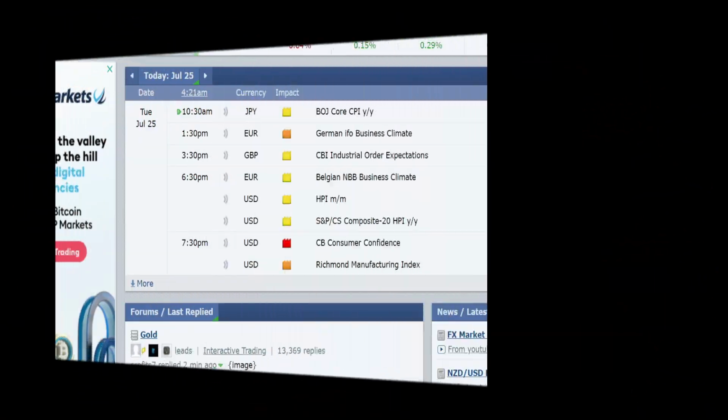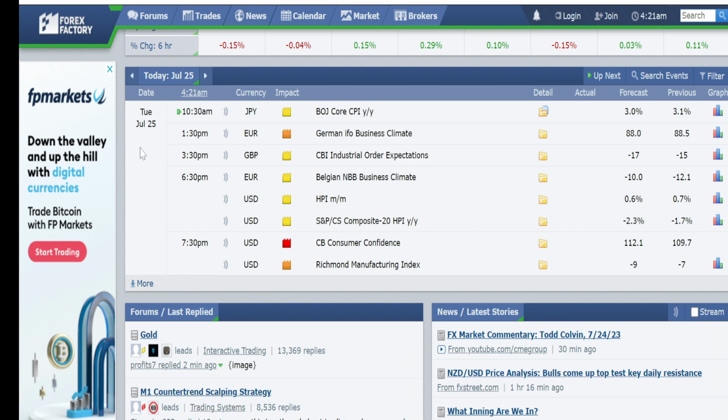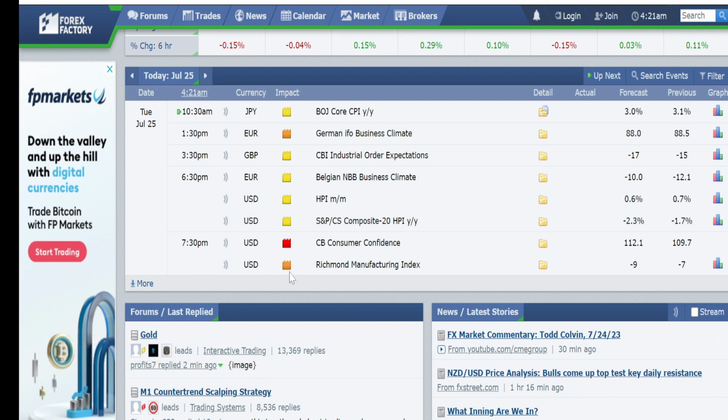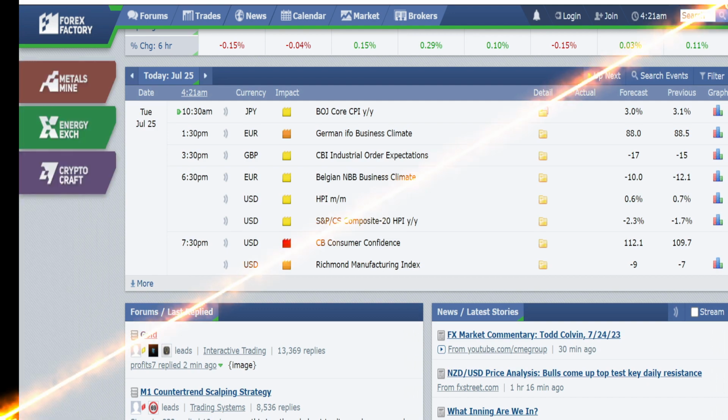support and resistance levels. Before that, when we look at the economical events plan for today, July 25th, Tuesday, at 1:30 p.m. we have medium impact news for euro related currency pairs, and at 7:30 p.m. we have high impacting and medium impact news plan for US dollar related currency pairs. So we can expect volatility in gold also during these news hours. Let us proceed with our gold analysis.